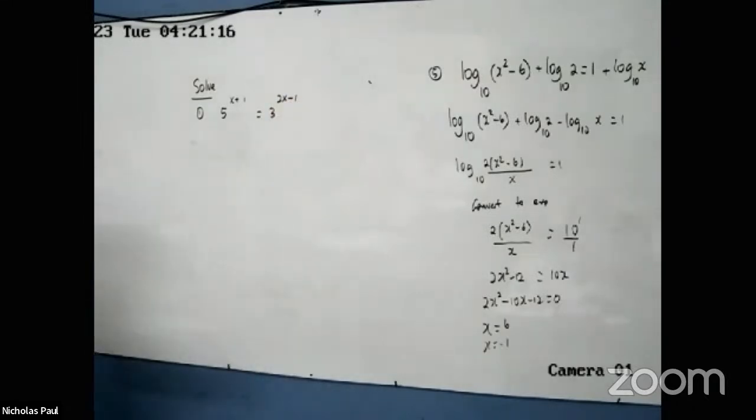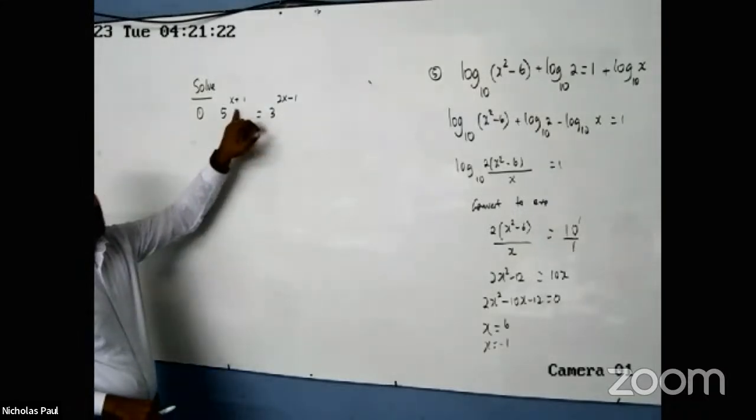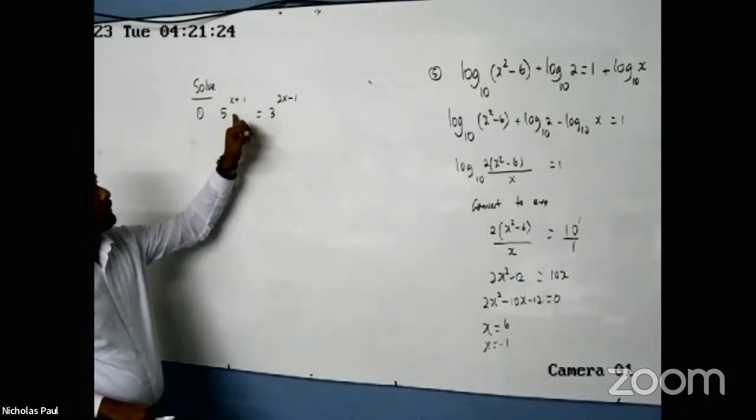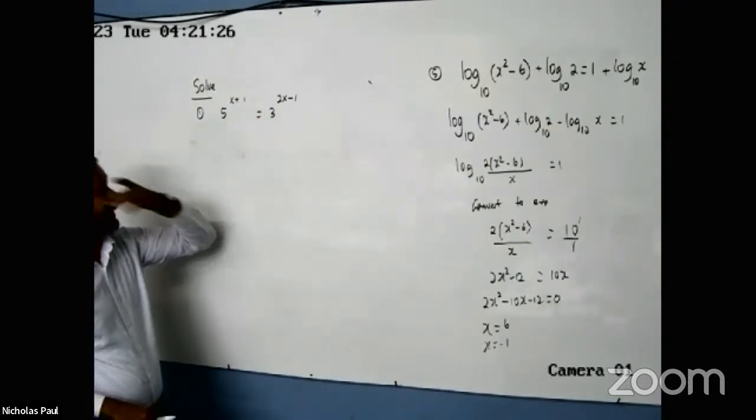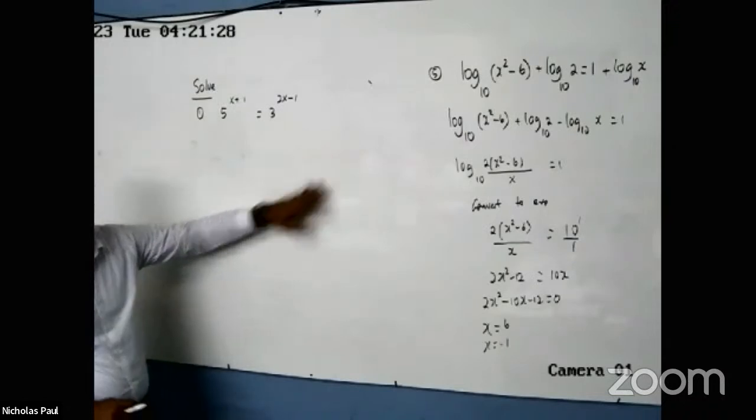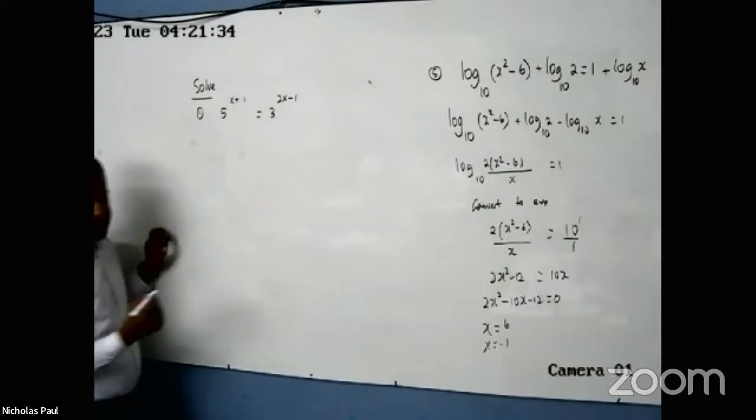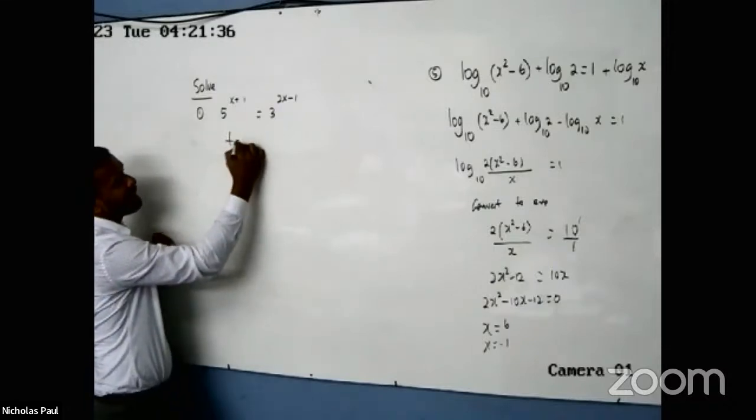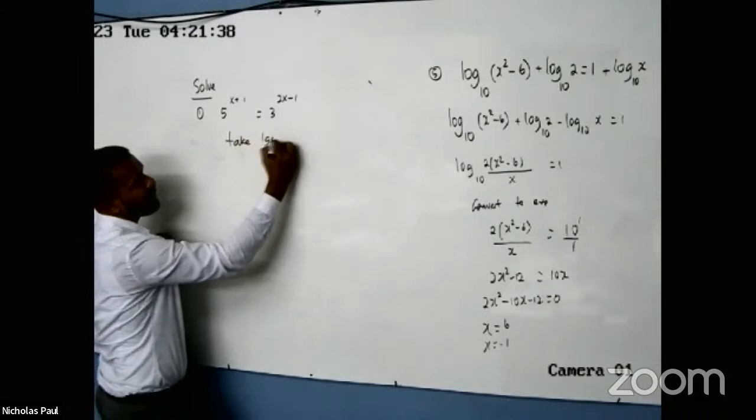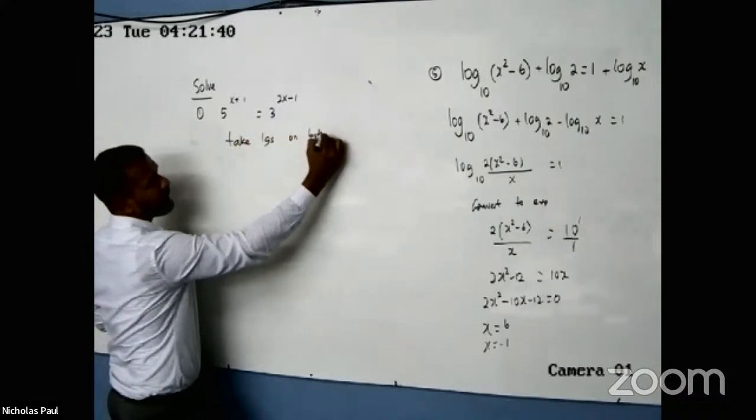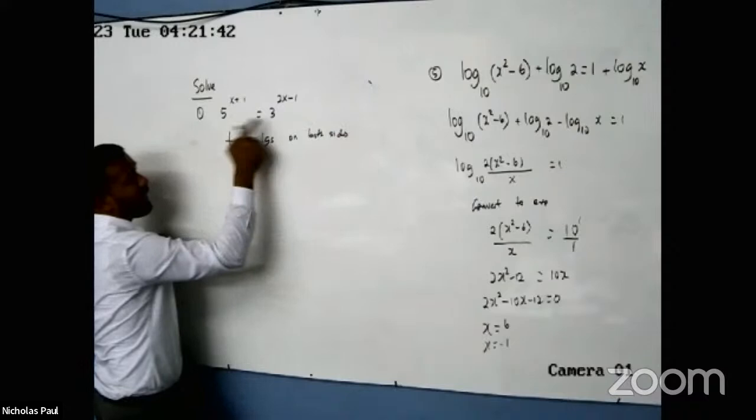All right, so watch here. How do we solve things like this? Normally, if you have indices, you can convert them both to the same base and work it out. You can't do that here. You can't convert them to the same base. So in cases like this, what you do is take logs on both sides. Log here and log here.